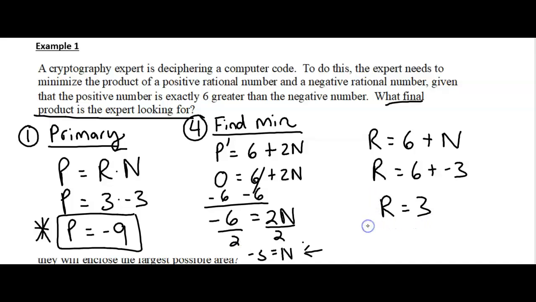So step 1, identify your primary equation. Step 2, identify your secondary. Step 3, do substitution. Step 4, find the minimum and find all the possible variables you can. And step 5, make sure that your answer is the one that they're actually asking about, and then it's a reasonable answer. And there we have it. So that is example 1.